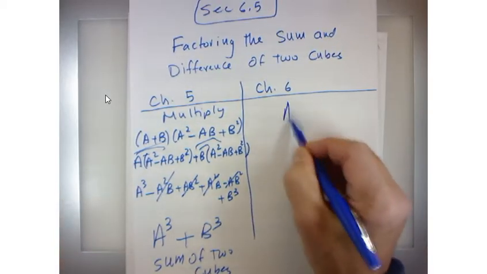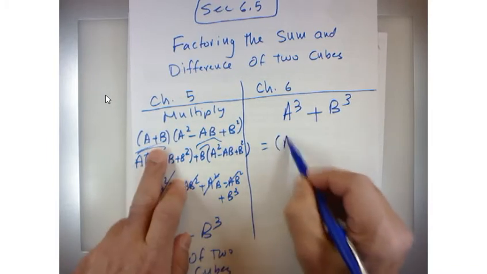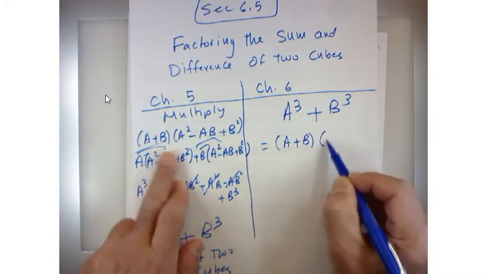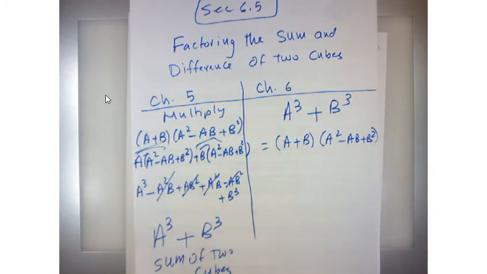Okay, so a cubed plus b cubed can be factored into a binomial times a trinomial. How are we going to remember this? Actually, I have a handout for you about the sum and difference of two cubes. Let me see where it is. So you can remember that.